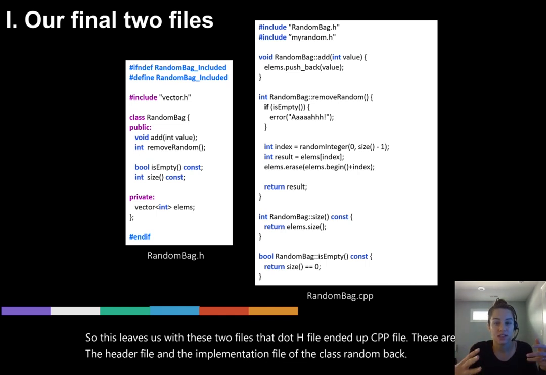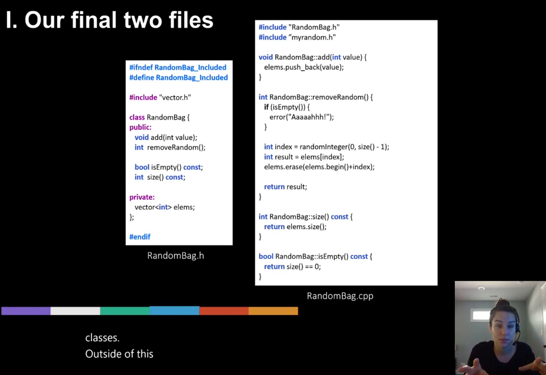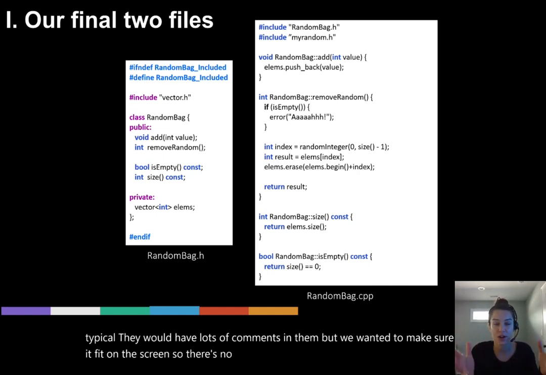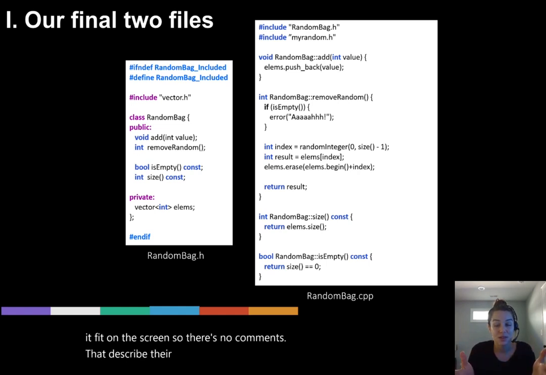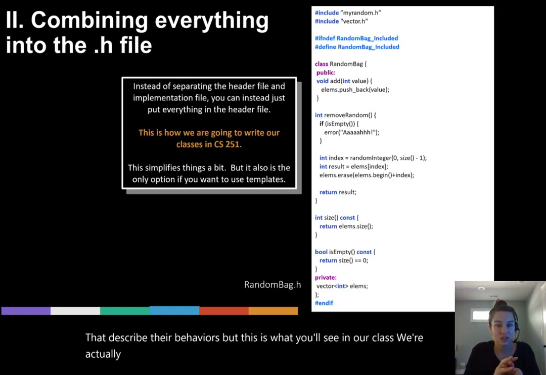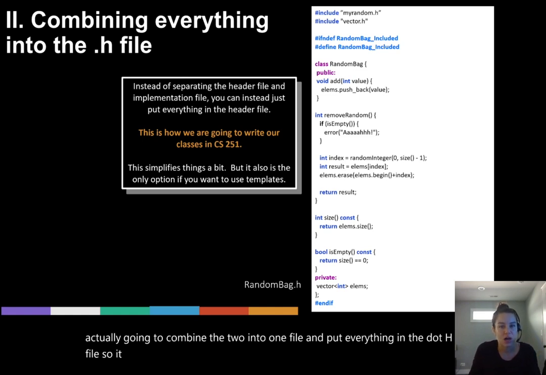Now, this is what you'll probably see most often when you deal with classes outside of this class. You'll probably see them separated this way. This is very typical. They would have lots of comments in them, but we wanted to make sure it fit on the screen, so there are no comments that describe their behaviors. But this is what you'll see. In our class, we're actually going to combine the two into one file and put everything in the .h file. So it looks very similar, but it's a combination.